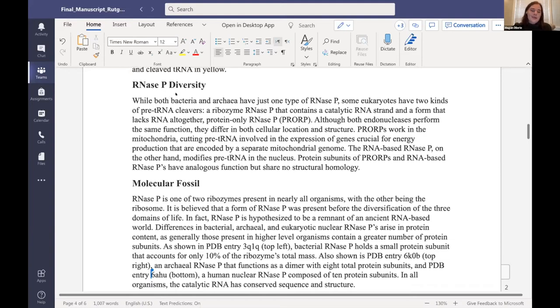So, RNase P diversity. While both bacteria and archaea have just one type of RNase P, some eukaryotes have two kinds of pre-tRNA cleavers. A ribozyme RNase P that contains a catalytic RNA strand and a form that lacks RNA altogether, protein-only RNase P, or PRORP. Although both endonucleases perform the same function, they differ in both cellular location and structure. PRORPs work in the mitochondria, cutting pre-tRNA involved in the expression of genes crucial for energy production that are encoded by a separate mitochondrial genome. The RNA-based RNase P, on the other hand, modifies pre-tRNA in the nucleus. Protein subunits of PRORPs and RNA-based RNase Ps have analogous function, but share no structural homology.